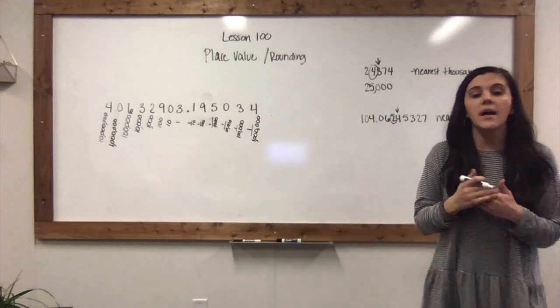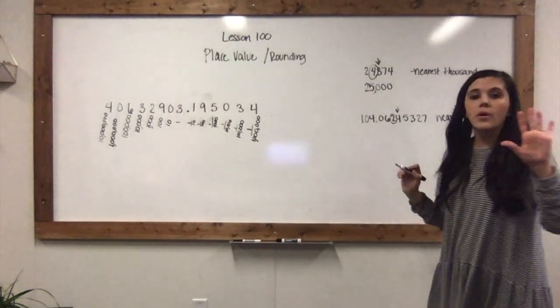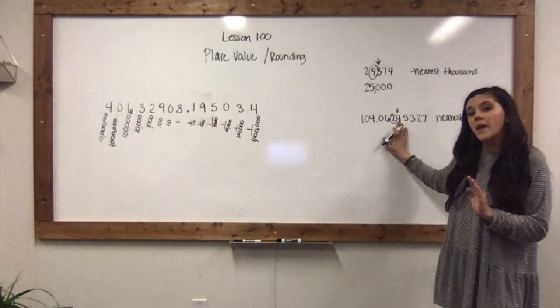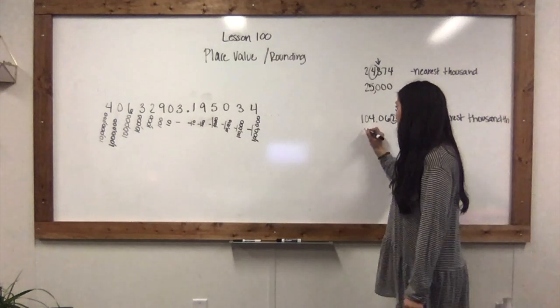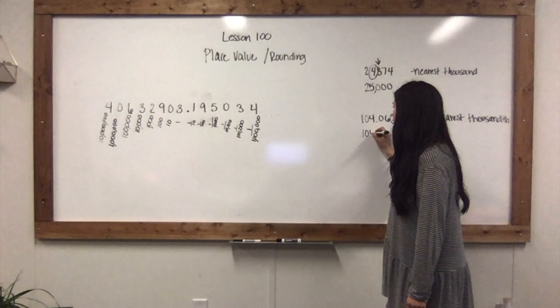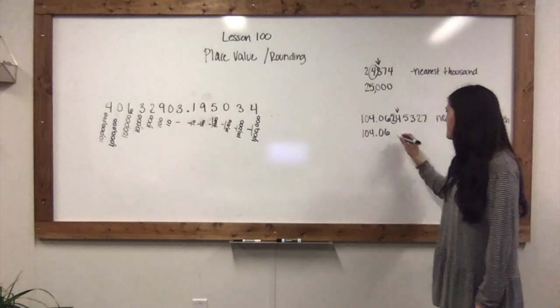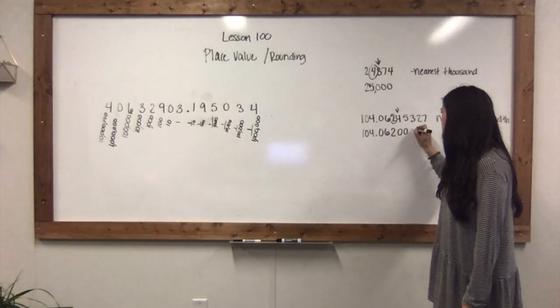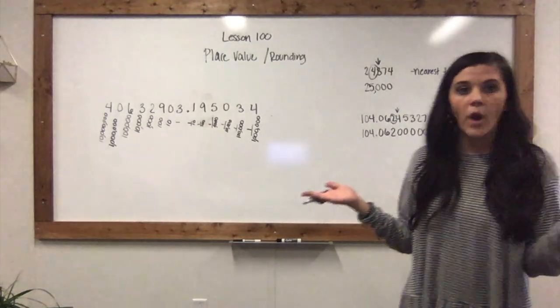So remember the rule is 5 or more, this number would round up. 4 or less, the number stays the same. So this is actually going to stay the same because we have a 4 next to it, but everything else is going to become 0. So we've got 104, and then this is going to stay the same, and then everything behind it is going to become zeros. Easy peasy, right?